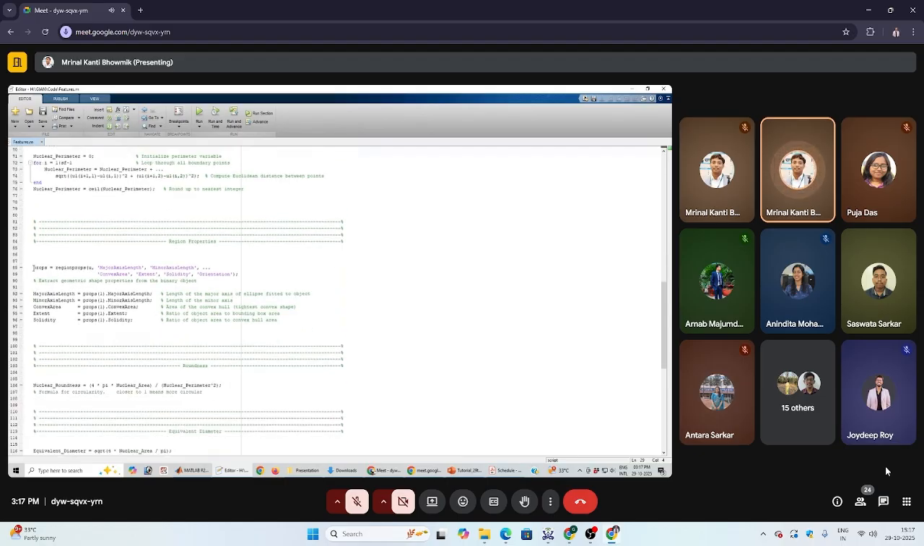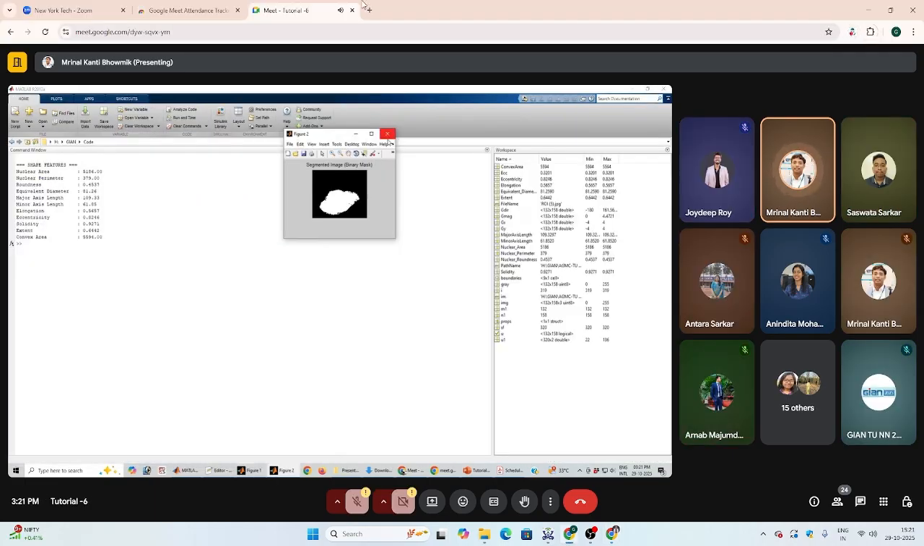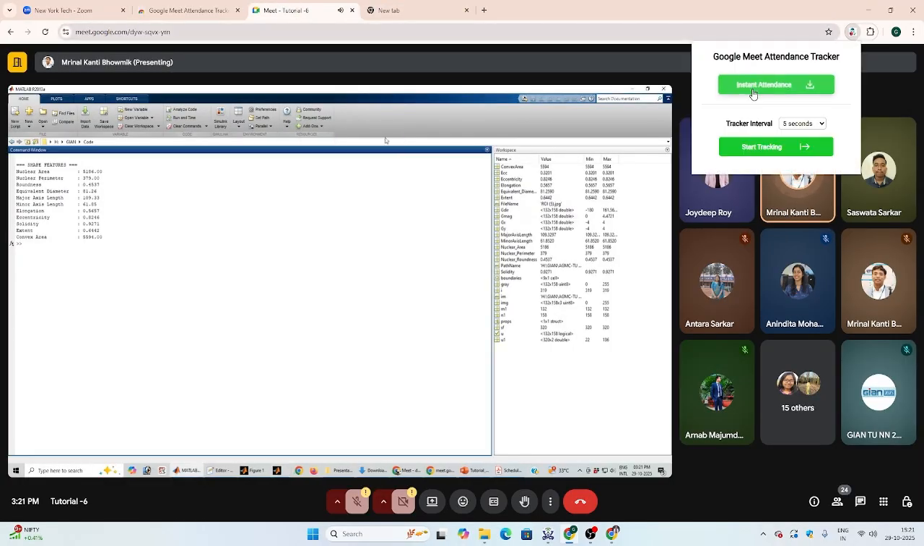Next, I have used regionprops for extracting the geometric shape properties from the binary object U. U is our image. So see the asymmetry between the normal cell image and the abnormal cell image.